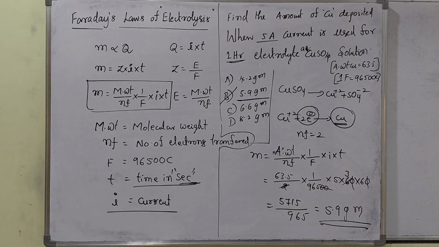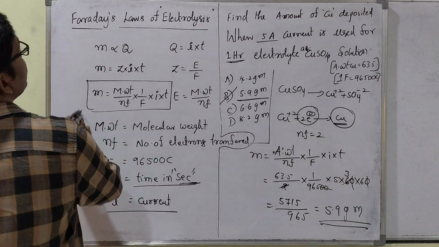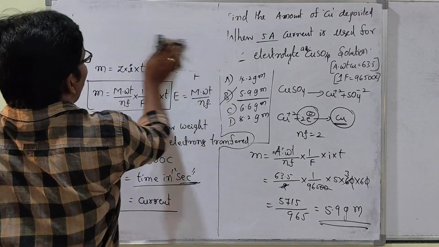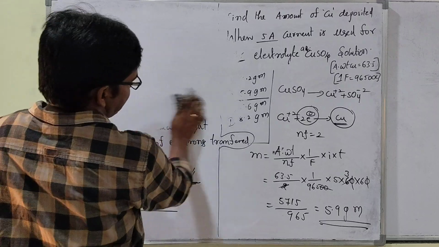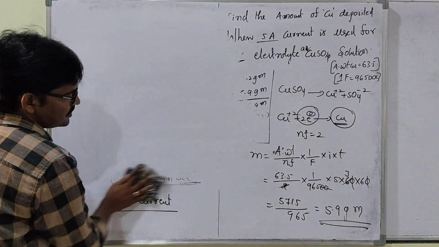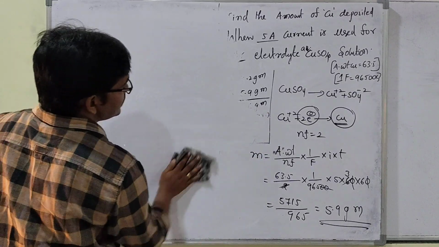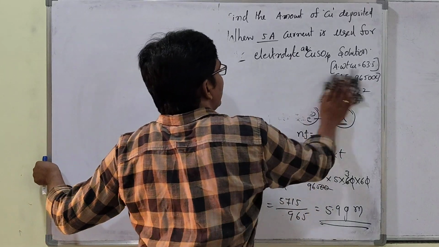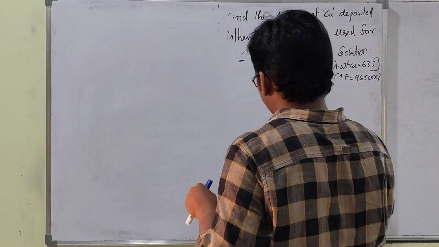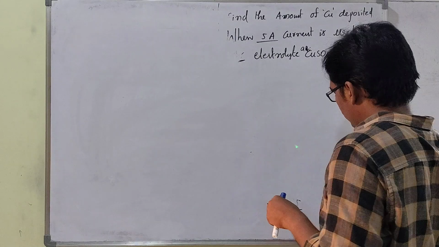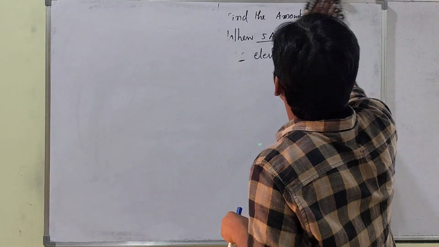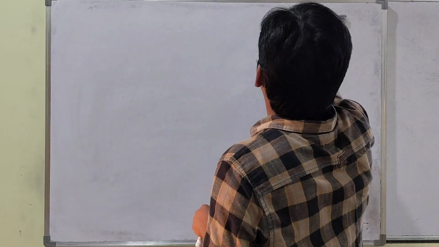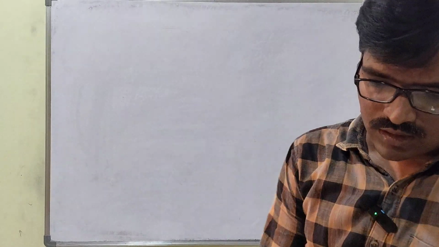So next, one more question we have to do based on it. Faraday's electrolysis formula: mass of the substance equals molecular weight divided by n factor into 1 by F into I into T. I is nothing but current, T is nothing but time in seconds. Right? So now one more question, note it.